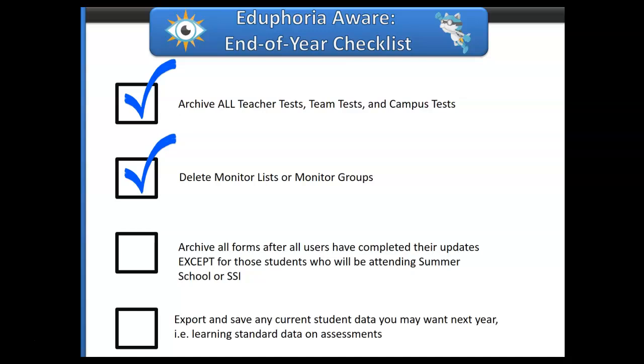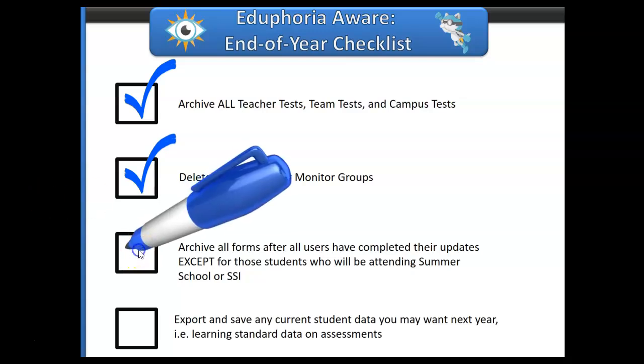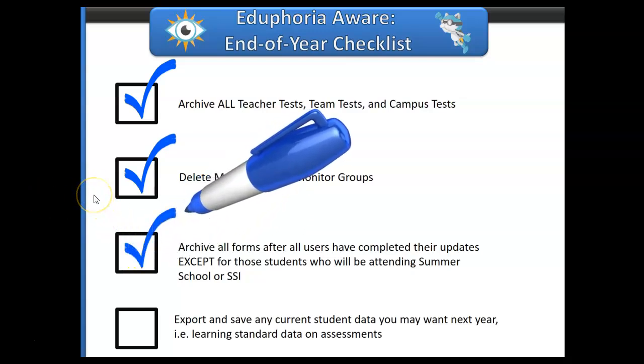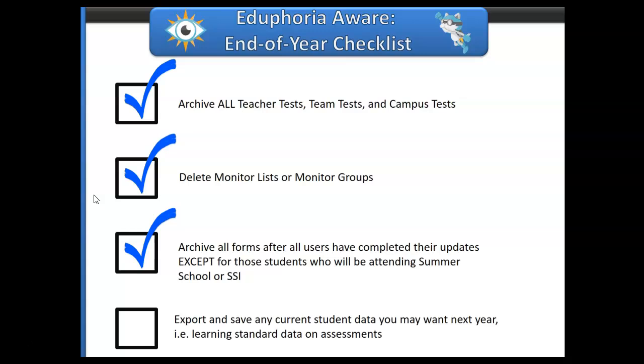And so that might be something that you would want to consider recreating for next year with your different students. The third thing that you want to do is archive all forms after everyone has completed all their updates, except for any students who will be attending summer school or SSI, because those summer school teachers might need to be making additional changes or adding additional notes to those forms, specifically like the AIP form.